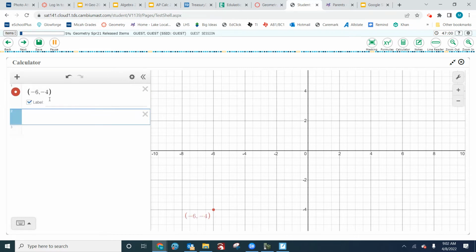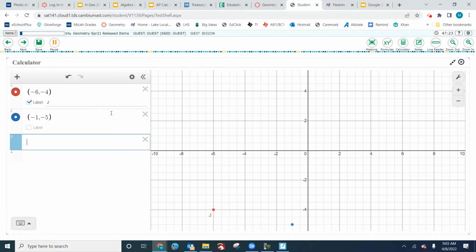Okay. You could even label that as like point J. Do you see it down there? -6, -4. All right. So now to save me some time going back there, what's the next point we had? Original one. -1, -5. And then the last one.